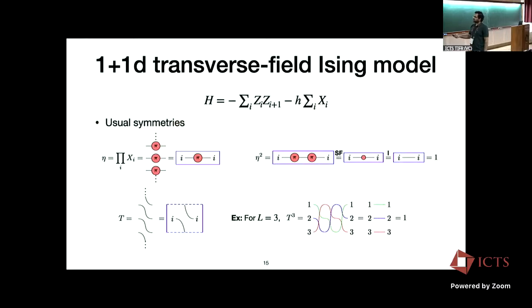And the translation can be represented by this ZX diagram, or in a nice notation, it's like this. For L equal to 3, you can check that this is indeed a translation operator, like T to the L is 1. You can check that like this. I colored the wires using different colors just to make it easy to see that this is indeed the identity operator. But yeah, the colors don't mean anything.